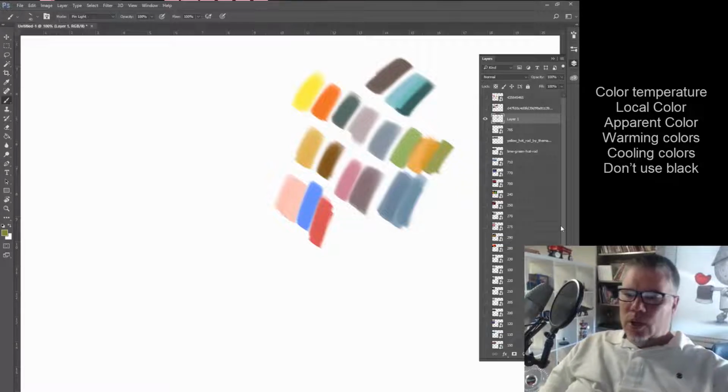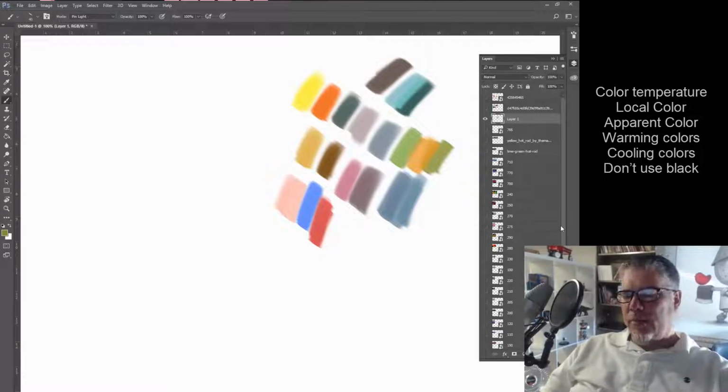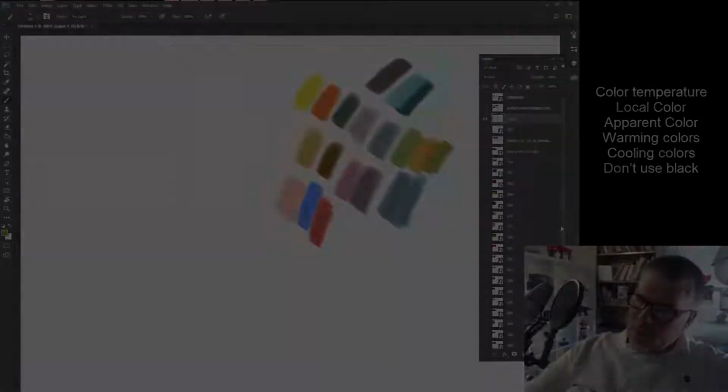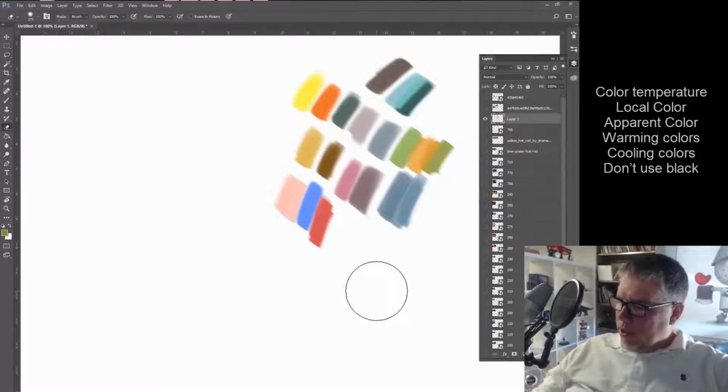Instead of asking ourselves, what kind of lighting situation do I want to use, and what kind of quality of light, and what kind of time of day is it going to be in, or night, and what kind of lights are around that could influence the color. So it's very important to understand the difference between apparent color and local color. Now let's talk about warming colors up.